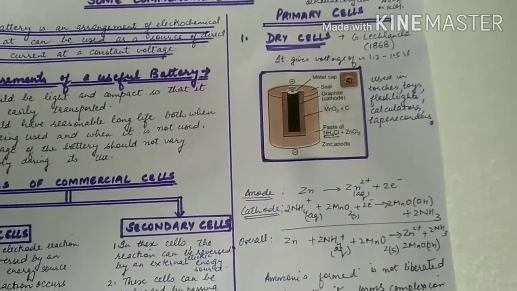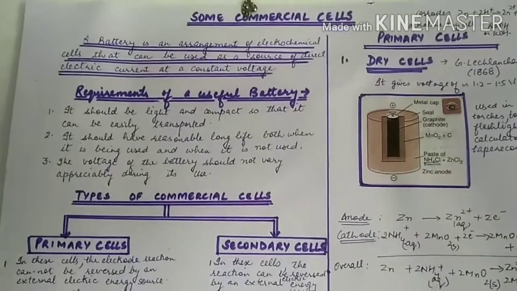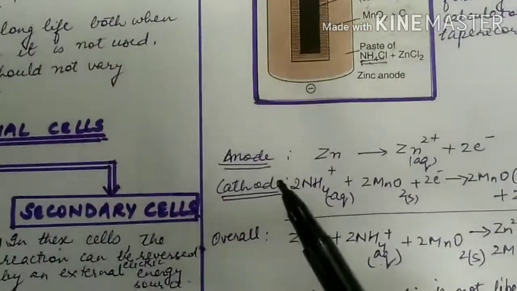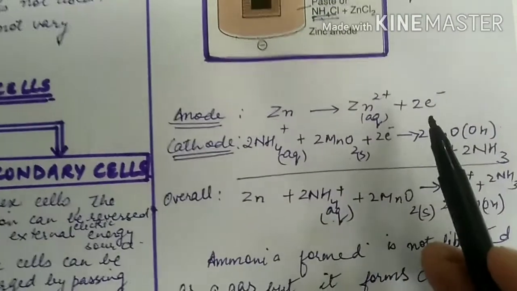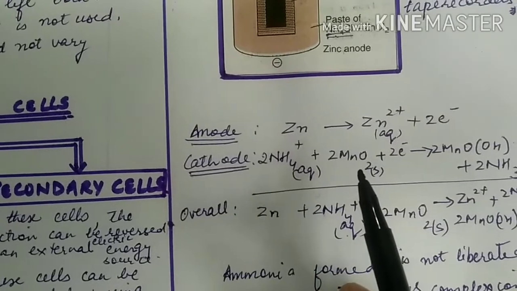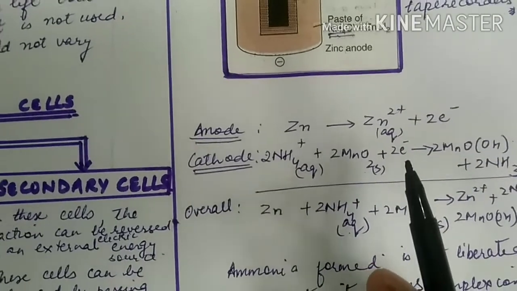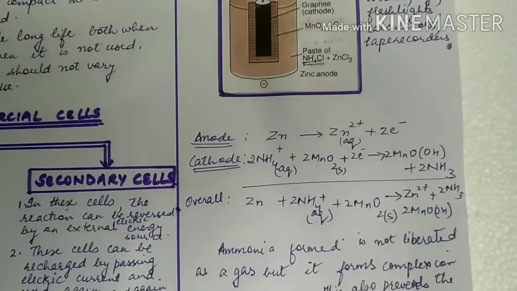The working of the cell is that zinc acts as the anode and loses electrons to form zinc ions and electrons. At the cathode, the ammonium ions will react with manganese dioxide, take up these electrons to form manganese oxyhydroxide and ammonia.